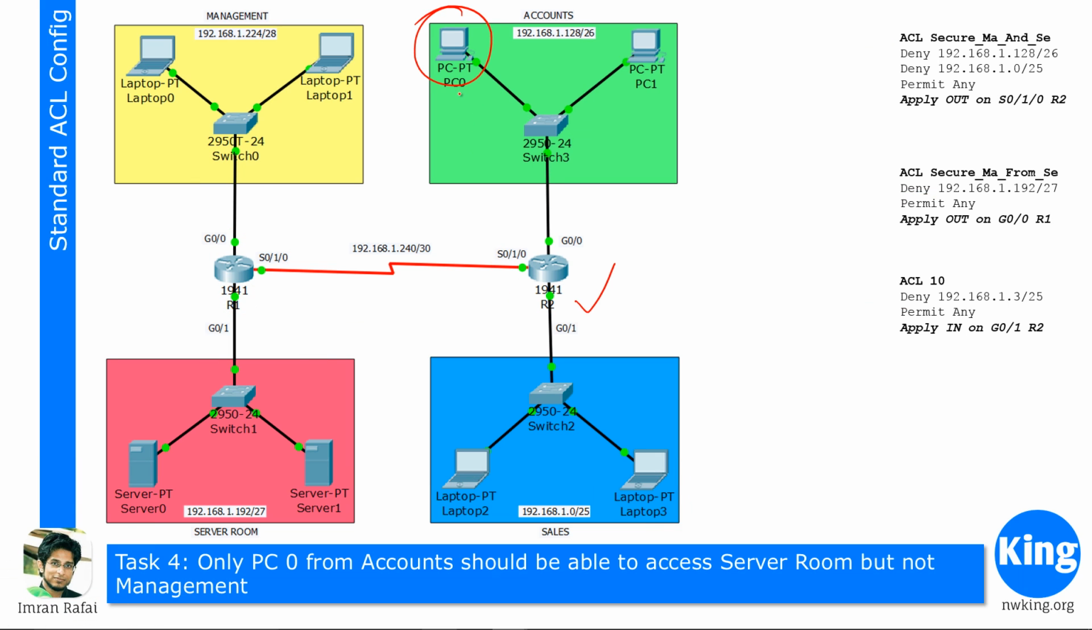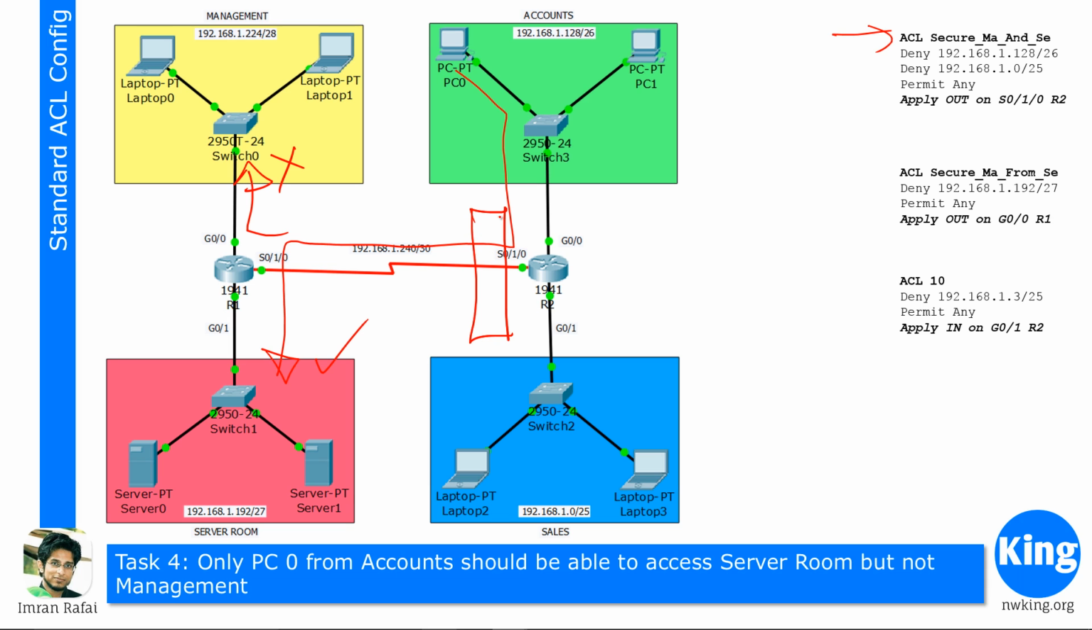PC0 from accounts should be able to access the server room, but he should not be able to access management, right? Now if you remember our ACL here, this ACL is going to block all traffic. This is a wall here, and it's going to block all traffic. But because our task is asking us to allow only this computer to go through, we need to make an exception, right?